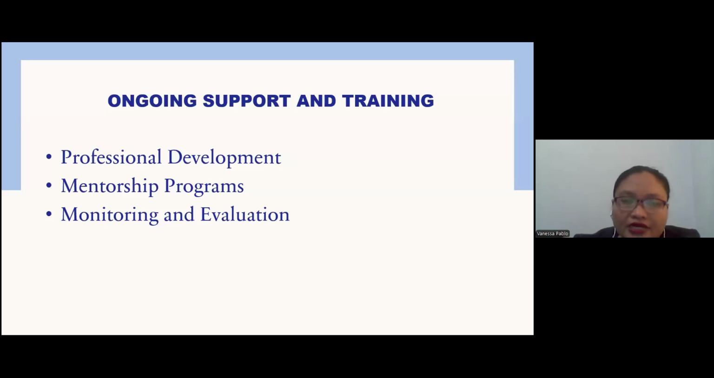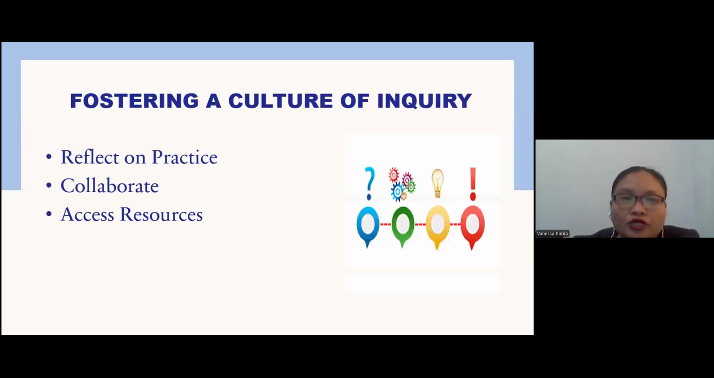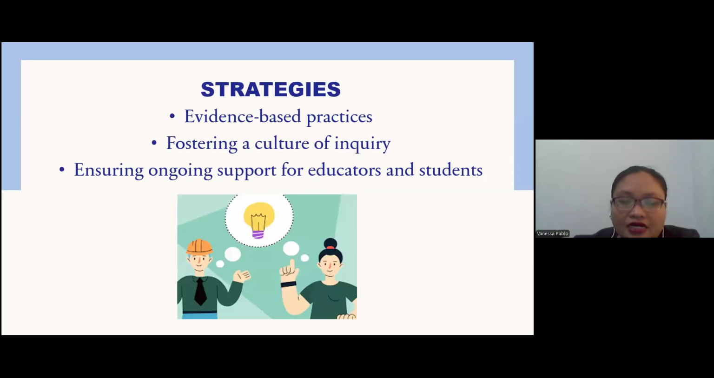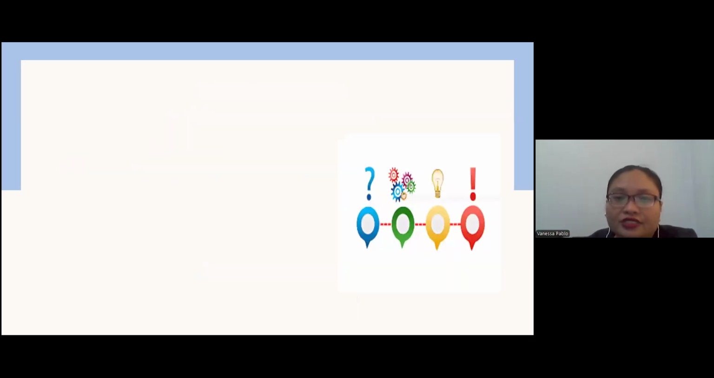Okay. So these areas, the ongoing support, fostering culture of inquiry, and the evidence-based strategies are only the examples given for this particular webinar, although there are different strategies that you could also create as you go along with the action research cycle. So focusing in those areas, educators can effectively apply the different strategies, action research findings, leading to more informed practices, and at the same time, improve student outcomes. So those are usually the goals of the research.